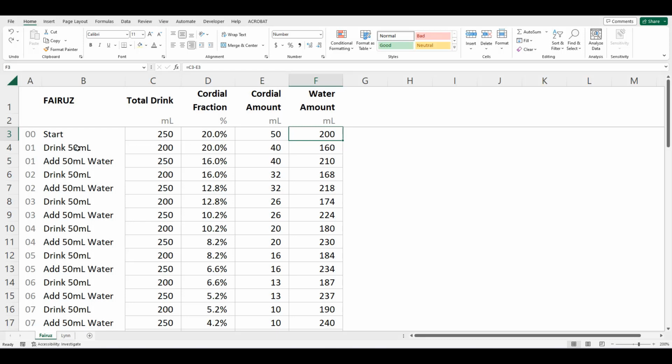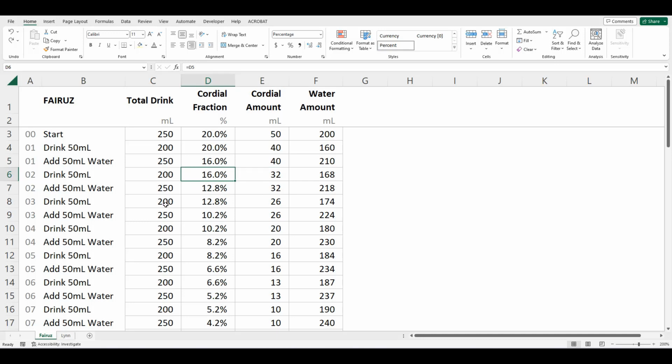Now, after Feroz drinks 50 mils, there's only 200 left in the glass, but the cordial fraction is still 20%. That leaves the cordial amount of 40, with remaining water 160. So this is what we were working out manually. We then repeated the process and we got 32 mils of cordial, which translates to 16%.